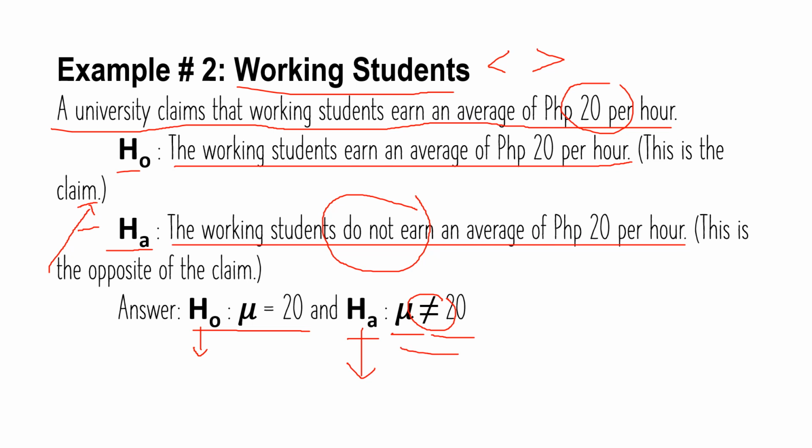So there's always a reason why we use this not equal to instead of using less than or greater than. Again, if there is no keyword mentioned in your problem, then we use not equal to, because in reality, we don't know if that is less than or greater than the specific value.